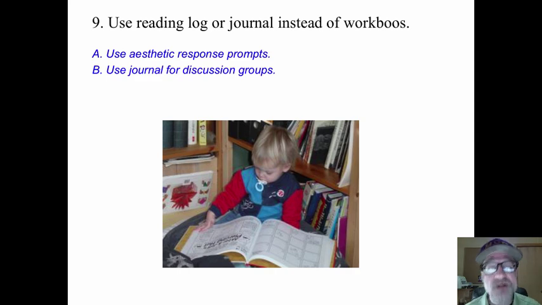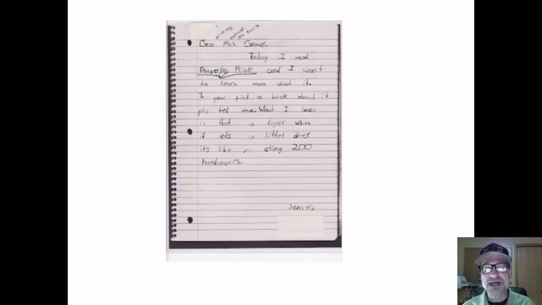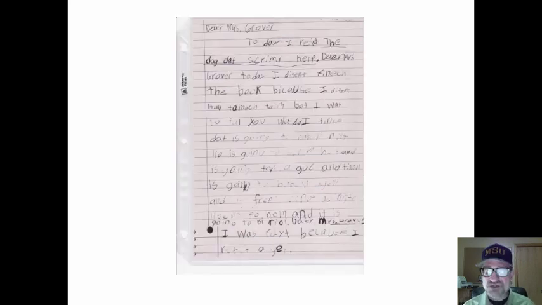And that's simply a notebook. And you want to use aesthetic response prompts to the greatest extent possible, and use your journals for discussion groups. Have them respond and come back to their small groups and they can share. Here's an example of a simple journal response. It doesn't take millions of dollars. These are simple ideas.